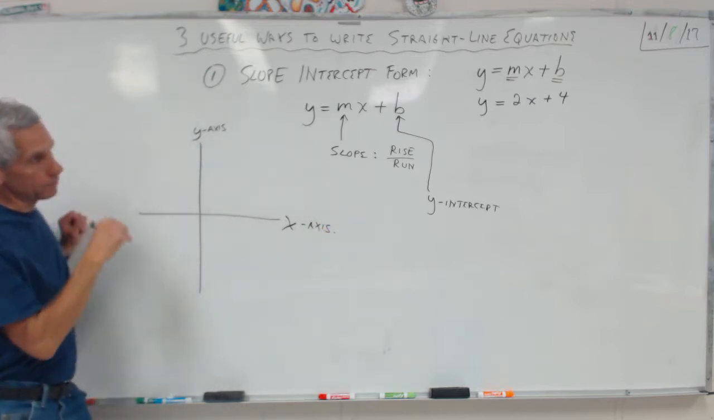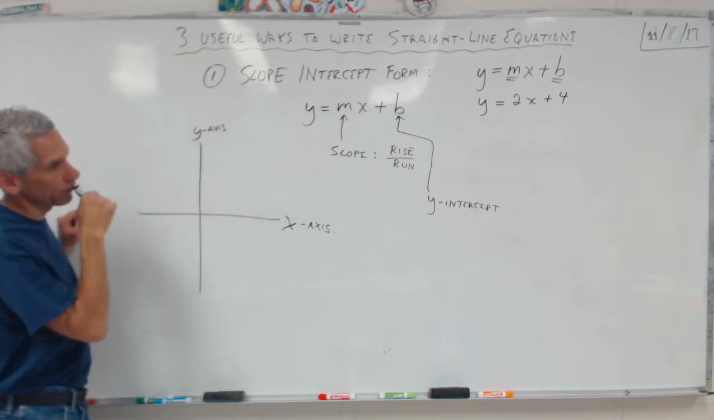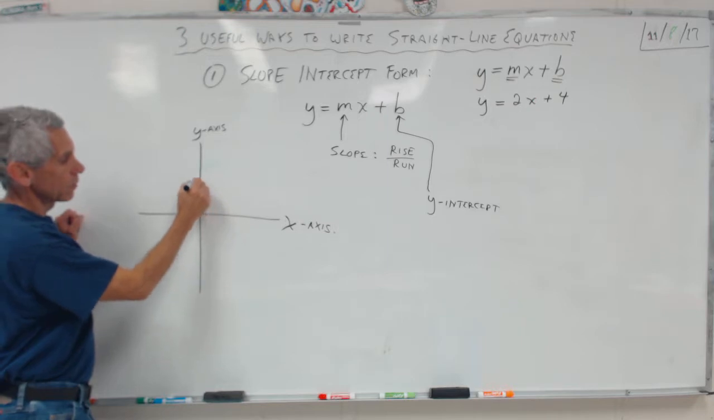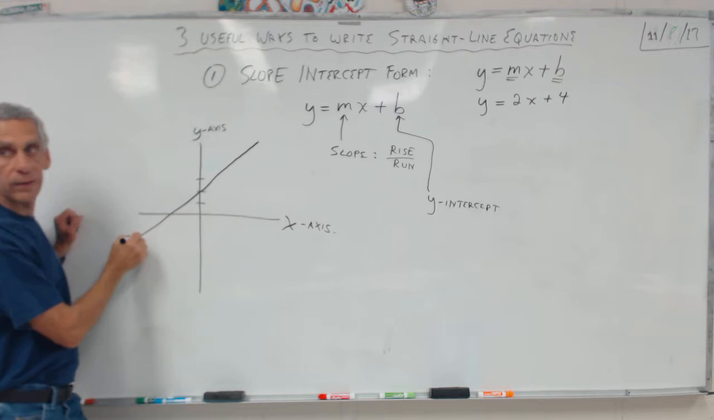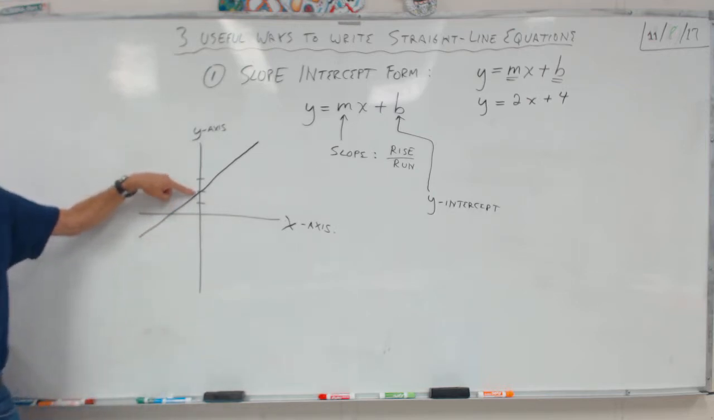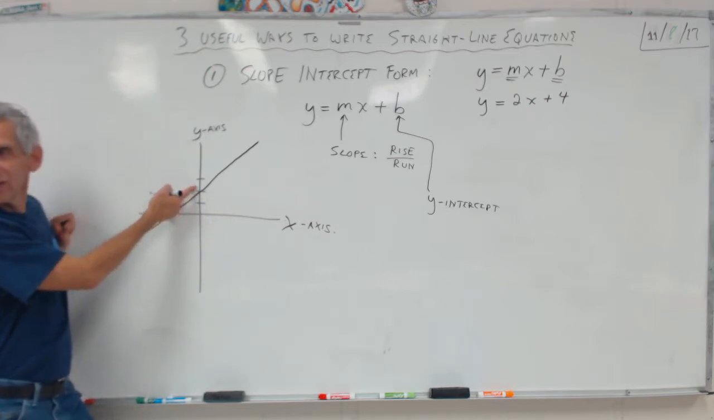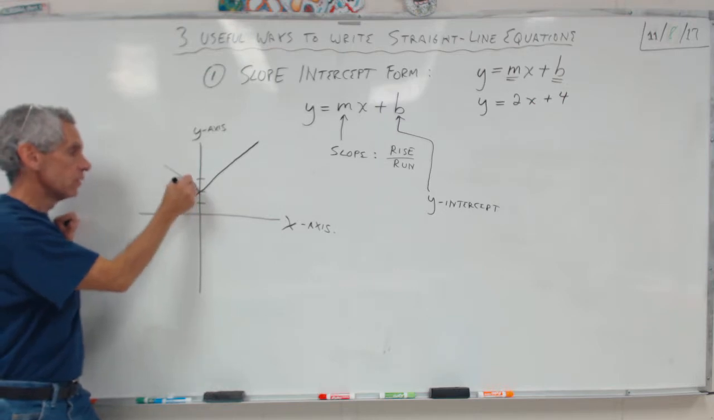Let's say you have a line like that, okay? And it goes right through that point right there. Is that on the y-axis? Yes. So that is called my y-intercept. It intercepts the y-axis. Right there, that point is called the y-intercept.